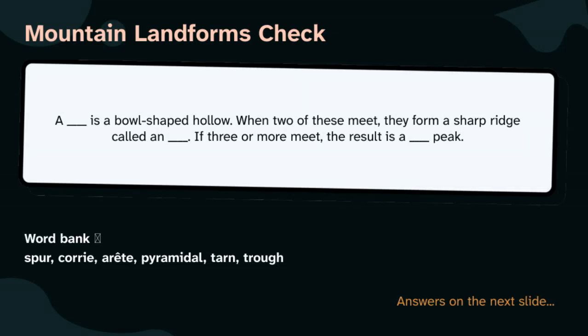Now let's check that understanding. Complete the sentence using the word bank. A blank is a bowl-shaped hollow. When two of these meet, they form a sharp ridge called an blank. If three or more meet, the result is a blank peak. The word bank is spur, corrie, arête, pyramidal, tarn, trough. Take 1 minute to fill in the gaps. Remember the sequence. One hollow, two ridges, three or more peaks.